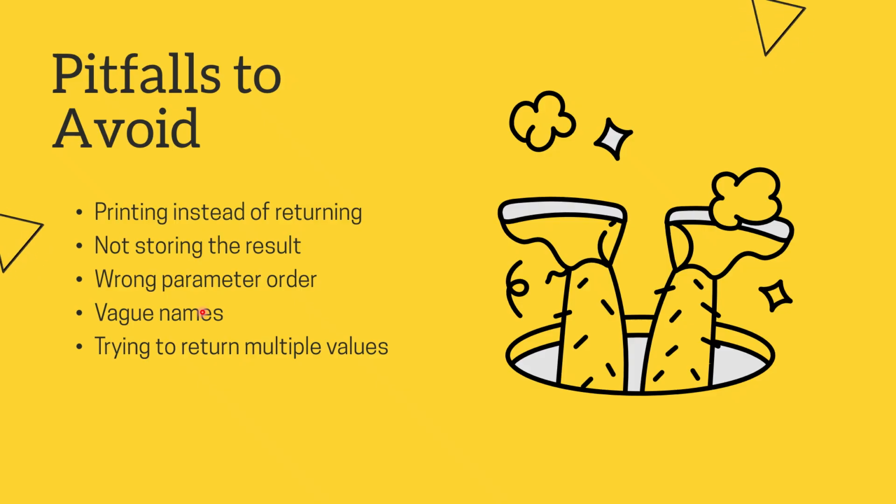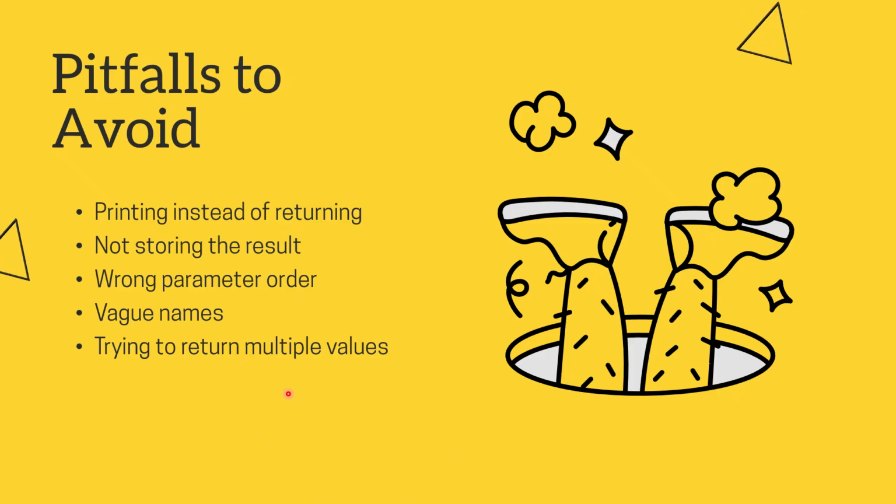But you want to use names that aren't vague, okay? And that's for function names as well as for parameter names. Okay, and then trying to return multiple values in one function. That's another mistake that I see. You need to keep it simple. One function, one return value.